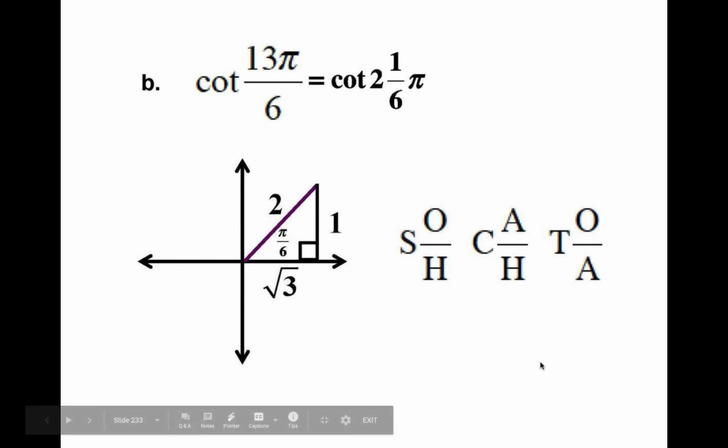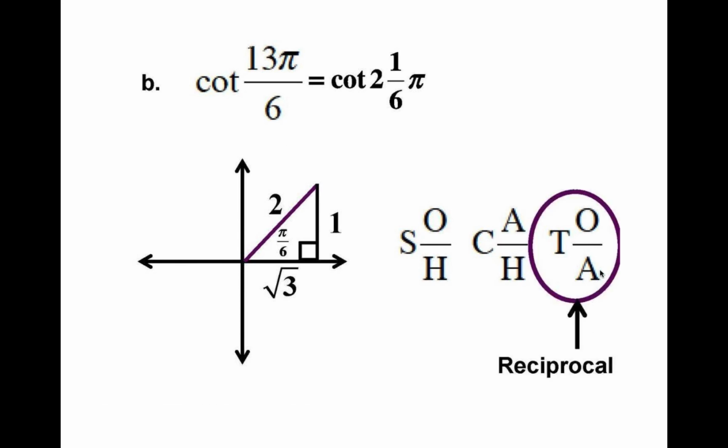Cotangent is the reciprocal of tangent, so it's going to be A over O. So from this angle, adjacent is root 3, and then the opposite is 1. Root 3 divided by 1 is root 3.